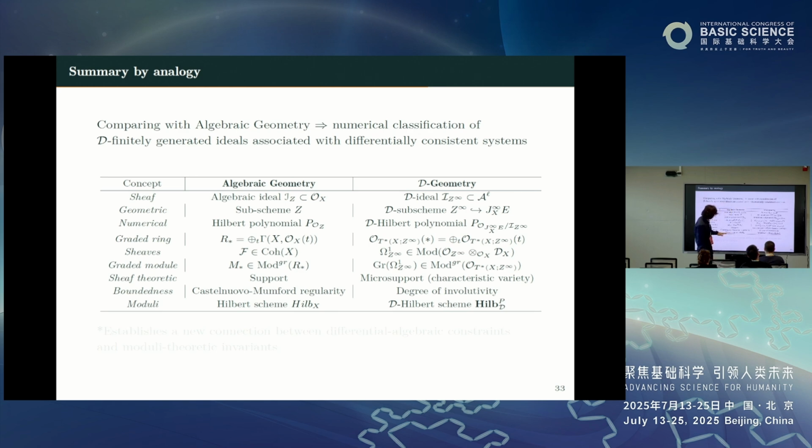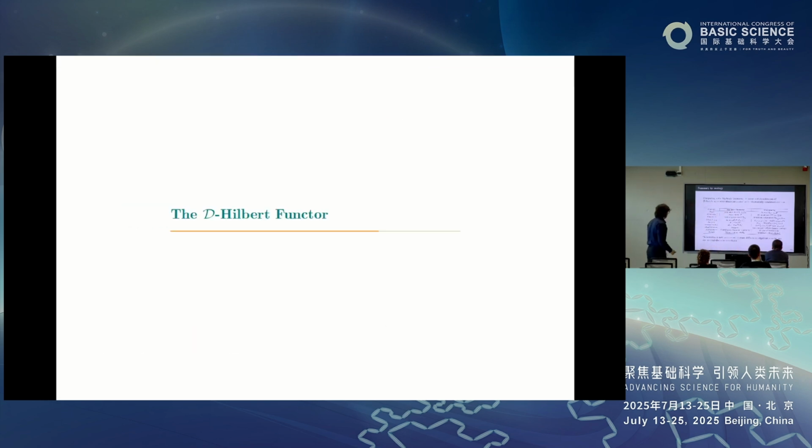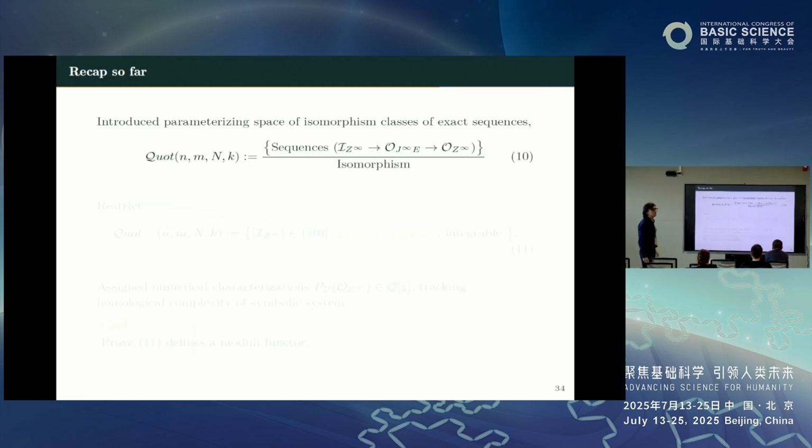Only the last row is now added to the previous table. So now you have Castelnuovo-Mumford regularity. Here you have the degree of involutivity, which uses some cohomology vanishing conditions for the symbolic systems. This allows you to construct Hilbert schemes because here you have a notion of Hilbert polynomial. Here you have a notion of D-Hilbert polynomial.